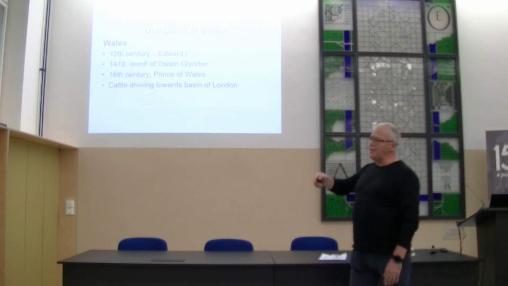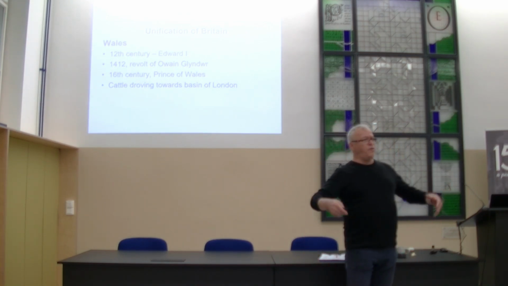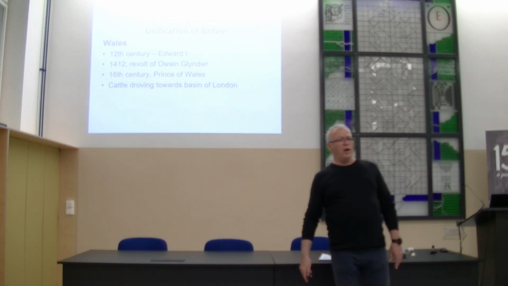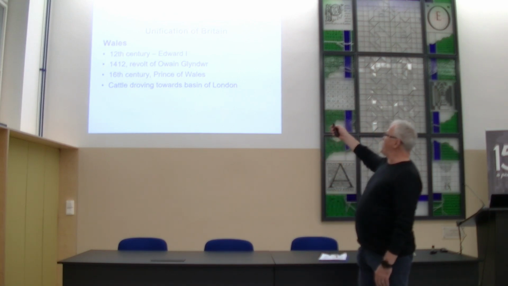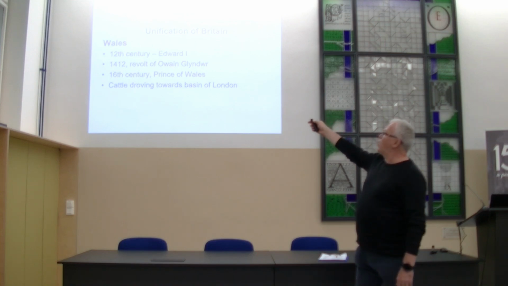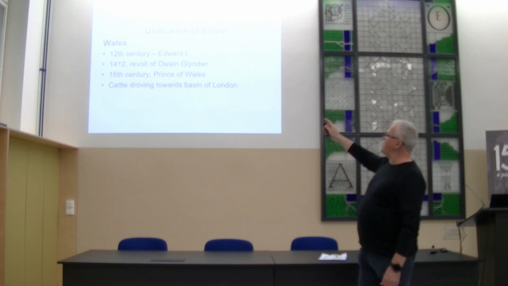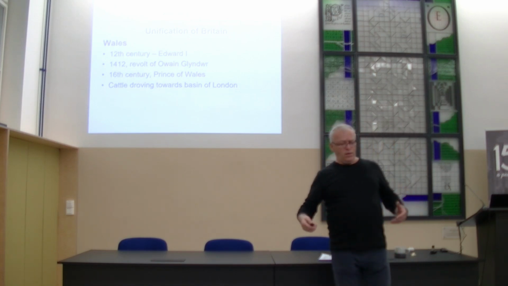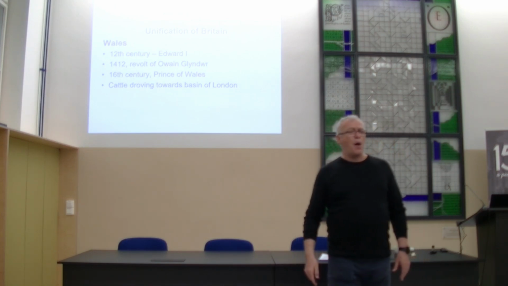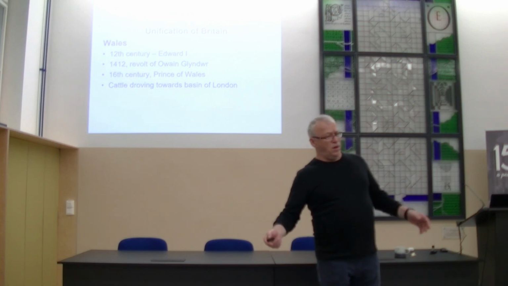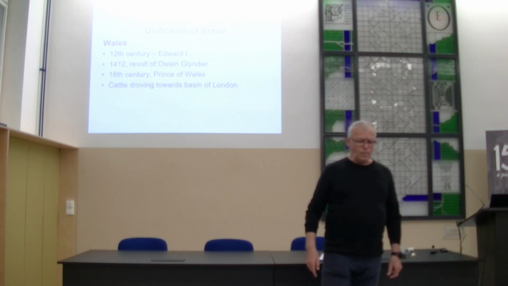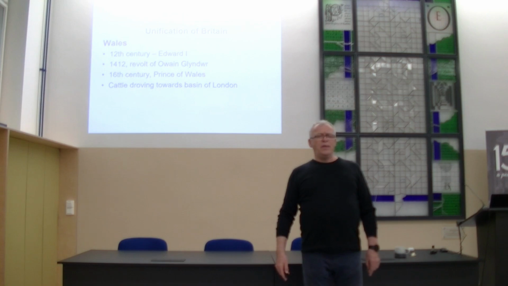And look at the history, how the British Isles were unified by England. The first victim was Wales. Edward I conquered Wales in the 12th century. Sometimes the Welsh tried to organize upheaval for the independence of the country.